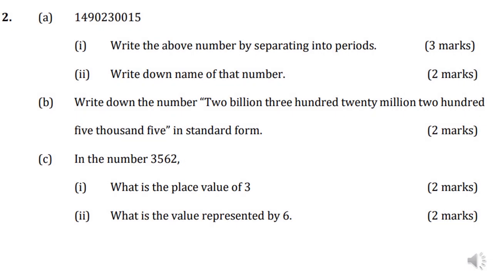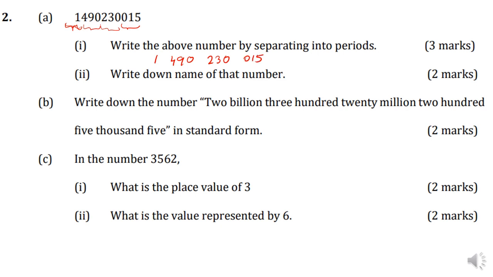Okay, dear students, let's go to question number 2 in this part 2. And this is about writing the above number by separating into periods. If you have to separate into periods, you can start from the right side and separate this into periods. Each period has 3 digits. So you can take this and then we separate this 1, 490 here and 230 here and 0, 1, 5 is here.